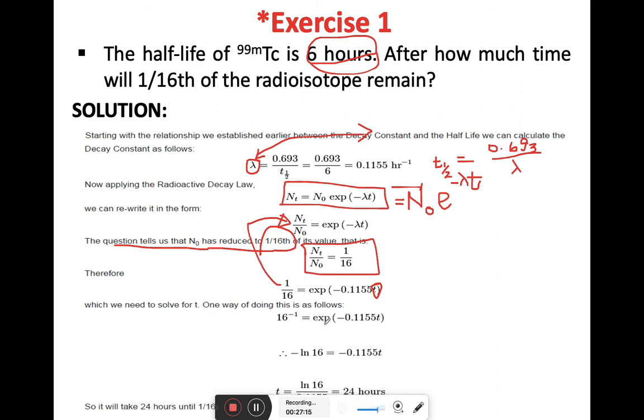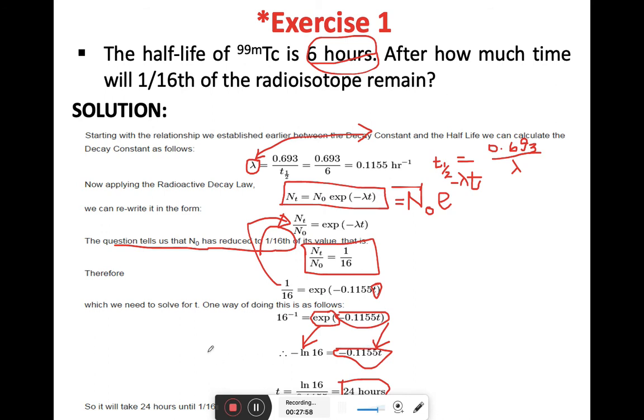Because you want to get the T, you have to eradicate the exponent. To eradicate the exponent, you change it to ln. You ln both sides, so if you ln the exponent, you will get the power of the exponent to become like this. You get the new form of it, and from here you can calculate the T. Using a calculator, it will produce this outcome, which equals 24 hours.